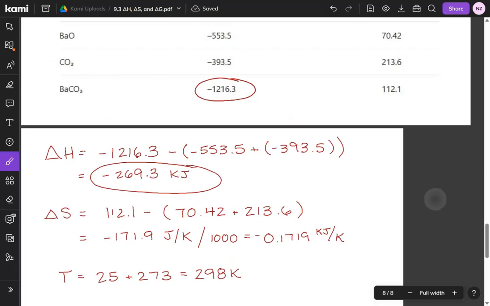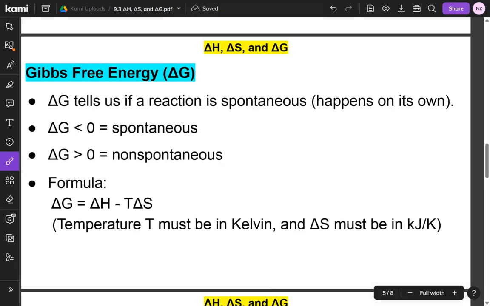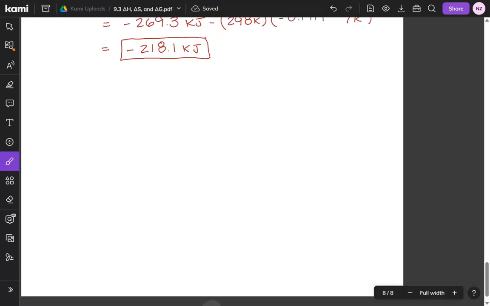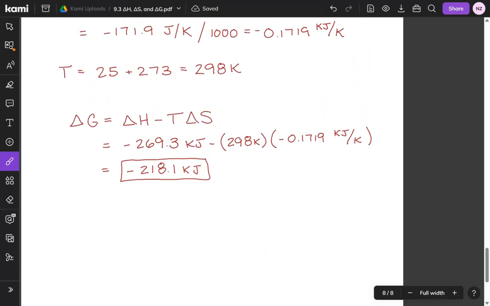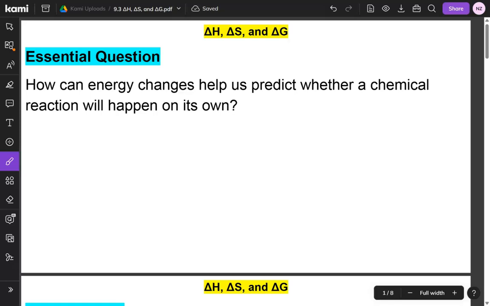Now if you recall, for our Gibbs, if it's less than 0, it's spontaneous. If it's greater than 0, it is non-spontaneous. So because it is negative, it is spontaneous. And that's it. That's how to find enthalpy, entropy, and Gibbs free energy.